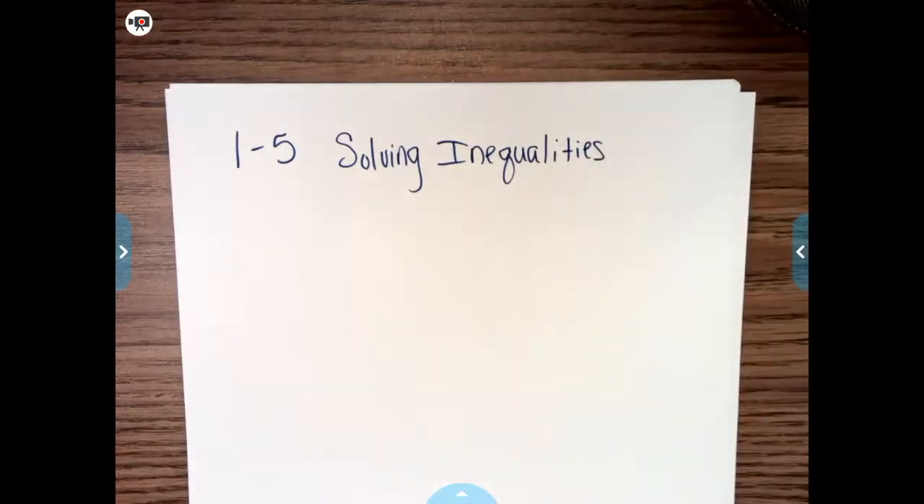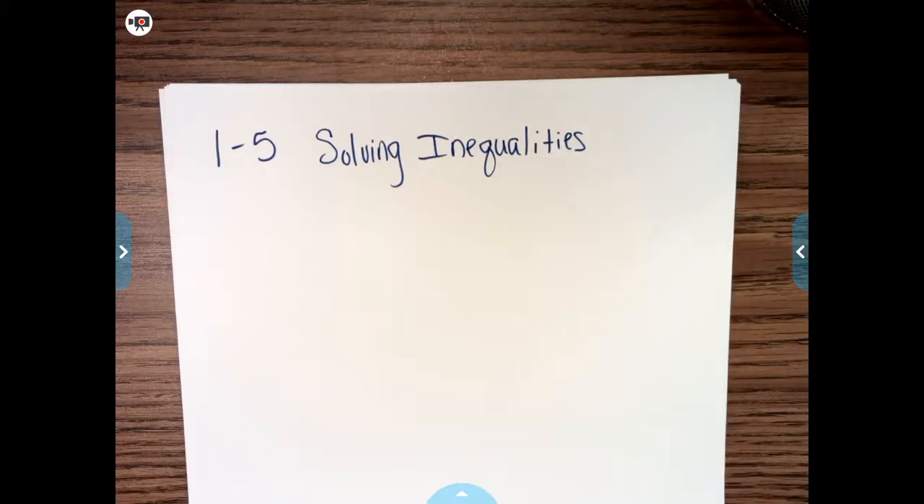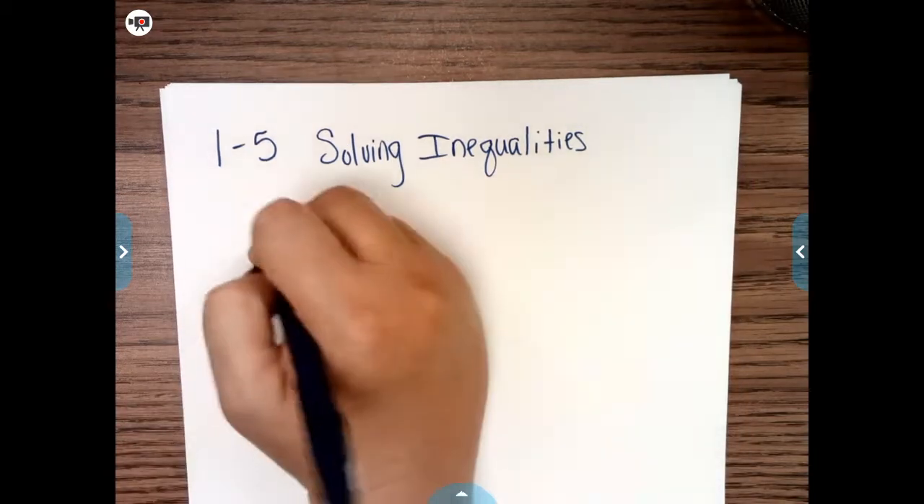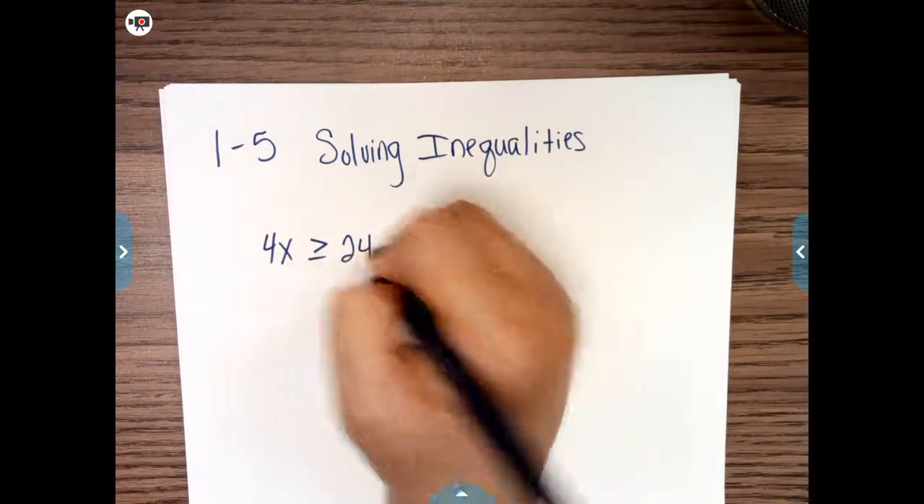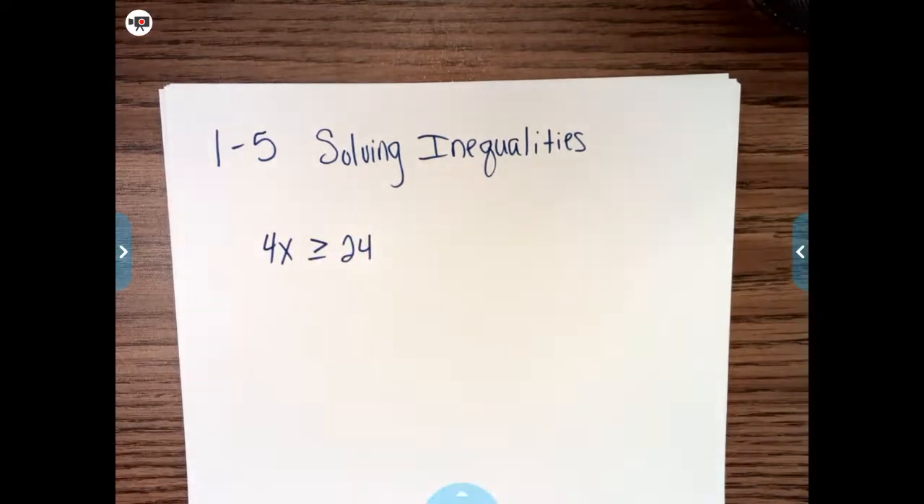So, the difference with inequalities and equations is inequalities give you a range of solutions. When you solve an equation, you might get one solution or two solutions. You might get infinitely many or no solutions. But with inequalities, you're going to get a range of solutions. So let's start by looking at a very simple one just to talk about the overview of this.